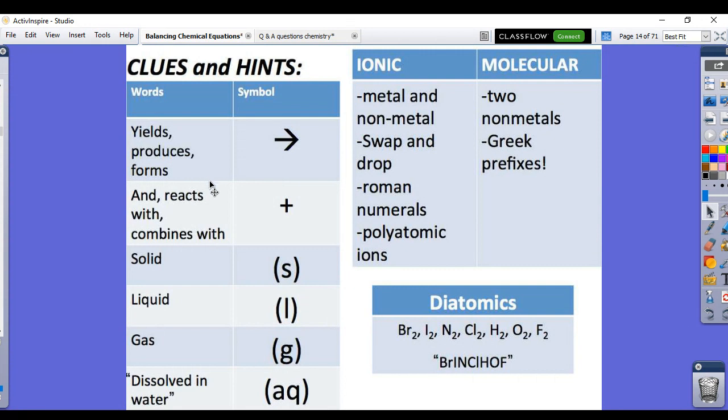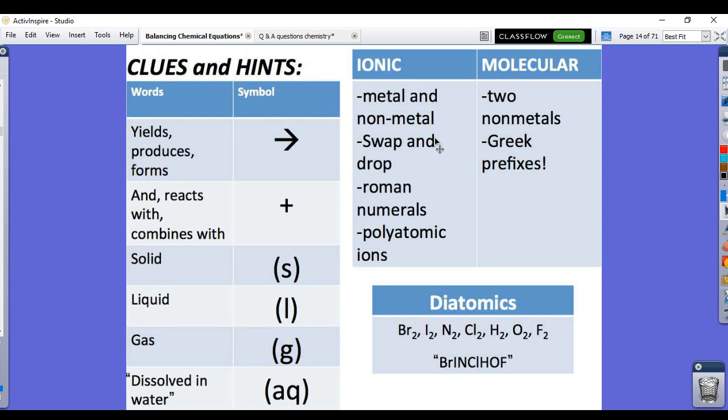Now, there are some symbols that you need to be aware of. You'll see this arrow in a chemical reaction or a chemical equation, which could mean yield, produces, or forms. Of course, you'll have plus signs on either side of your reaction. And then beside each compound, you might see a symbol that represents whether it's a solid with an S, a liquid with an L, a gas with a G, or dissolves in water, which you'll see as AQ.